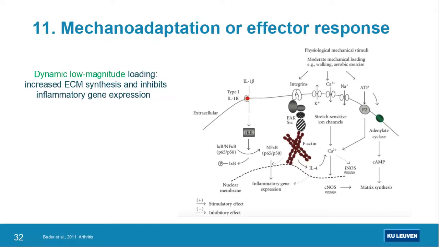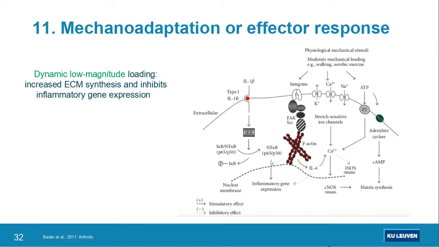also inflammatory pathways. So you don't need to know this, of course, but it's just to show you that the different parts of the mechanotransduction process that we've just seen are going to lead to the suppression of inflammatory gene expression, for example, and finally are going to lead to matrix synthesis.